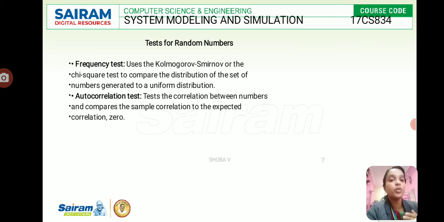Before going to these tests, we need to know how hypothesis testing works. Hypothesis testing is applied to the input data distribution, and the Kolmogorov-Smirnov or chi-square test is going to compare the distribution of the set of numbers generated to the uniform distribution. The autocorrelation test tests the correlation between the numbers, and it compares the sample correlation to the expected correlation of 0.